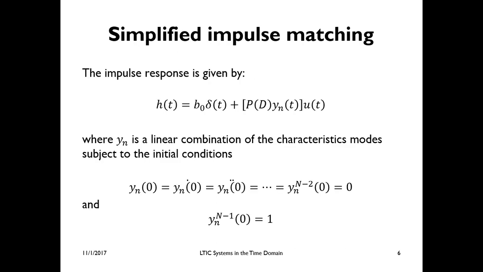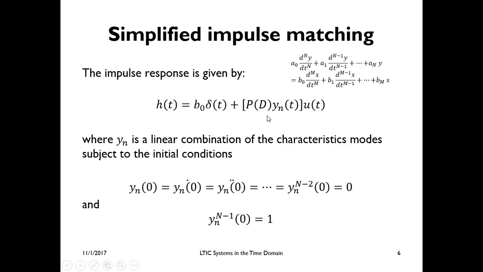An alternate way to obtain the impulse response is to use what is referred to as the simplified impulse matching method. And using the simplified impulse matching method, the impulse response is simply given by B0 delta of t plus P of D acting on y sub n of t multiplied by the unit step function. So again, B0 delta of t, or the coefficient B0, is the same term over here, and delta of t appears only if the order of the leading differential operator acting on our input signal is the same as the order of the leading differential operator acting on our output signal.